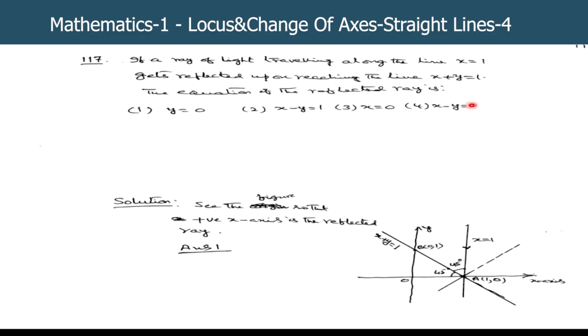See the figure. The incident ray x is equal to 1 meets the x axis at 1 comma 0. So the reflected ray is nothing but the x axis. That means x axis means y equal to 0. So the answer is 1.